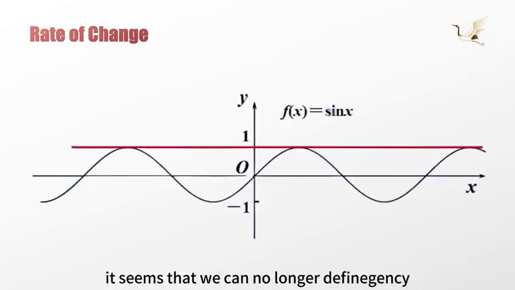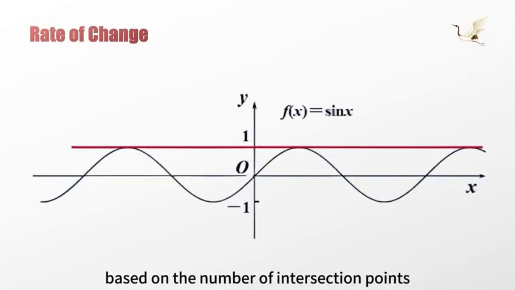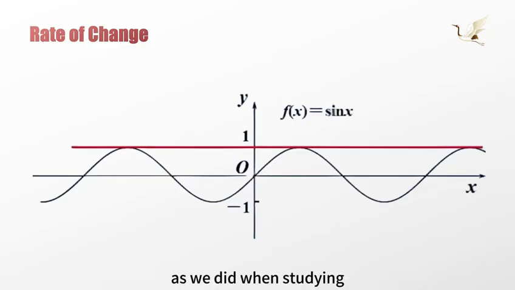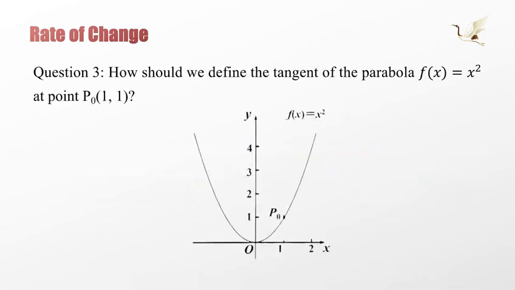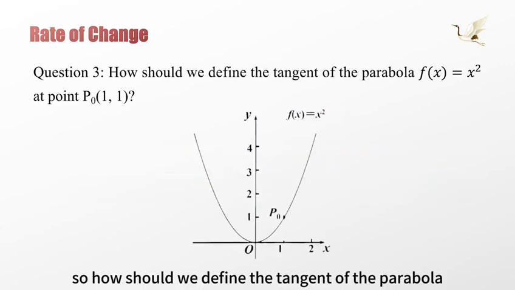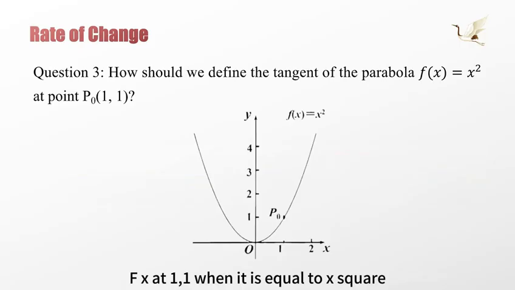It seems that we can no longer define tangency based on the number of intersection points, as we did when studying the positional relationship between lines and circles. So, how should we define the tangent of the parabola f(x) = x squared at point (1, 1)? We can draw an analogy with the research approach from the previous class.